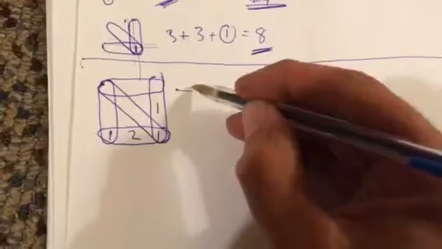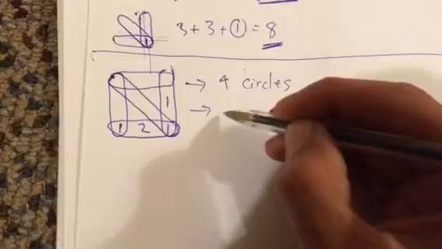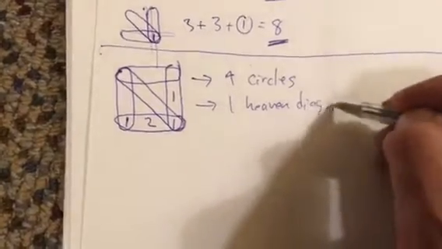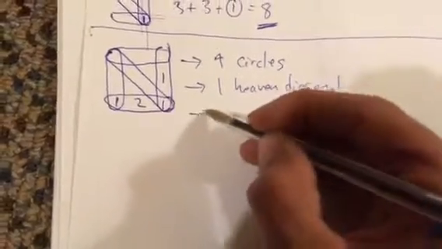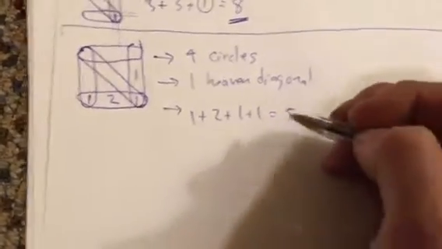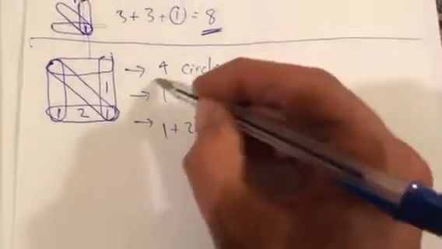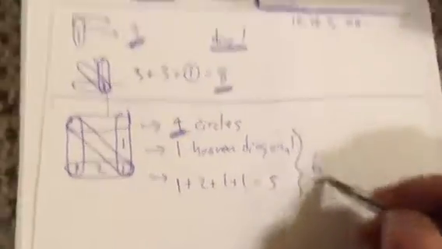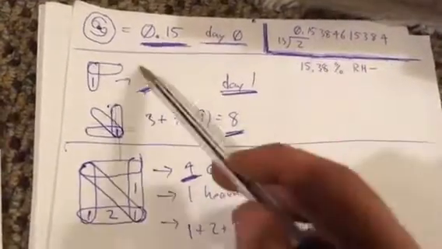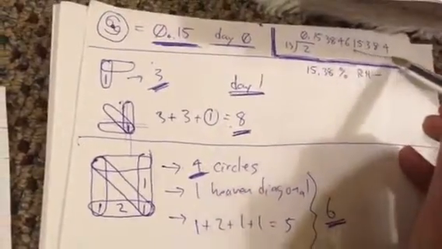Okay, so basically we have our 4 circles. We're going to have a 1 heaven line, your diagonal, and you're going to have essentially 1 plus 2 plus 1 plus 1, which is equal to 5. Okay, so if you look at the 1 heaven line and the 5, there's your 6, and here's your 4. 4 circles and 6. Point 0.153846. Okay, so that means day 3 we need to repeat.